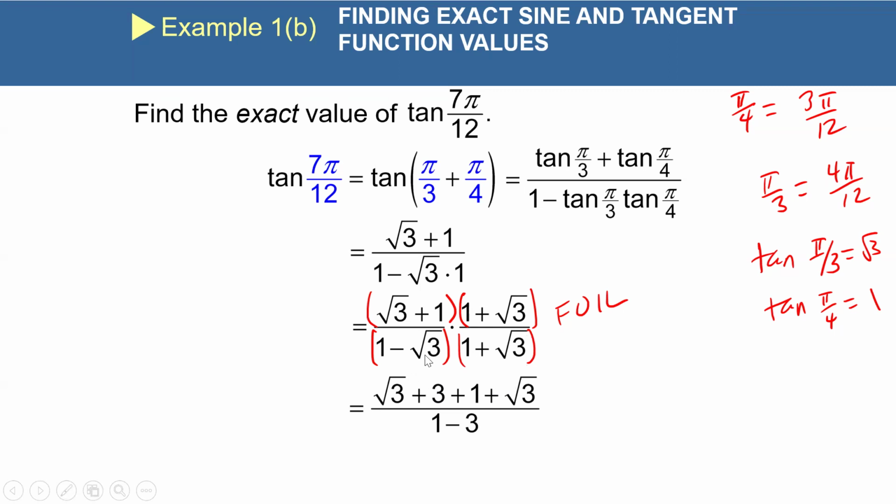Your denominator, because they're opposite, your insides, the O and the I, are going to cancel out. So all you're doing is 1 times 1 is 1, and negative square root of 3 times positive square root of 3 makes negative 3. Combine like terms. So our like terms in the numerator are 3 and 1, and 1 square root of 3 and 1 square root of 3. Do we see that? So when we combine like terms, we come down to 4 plus 2 square root of 3.